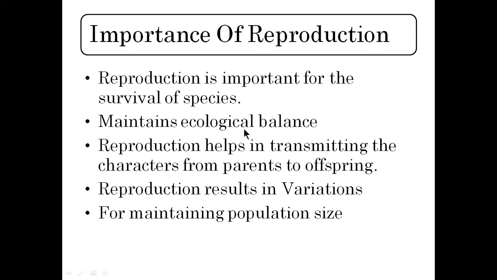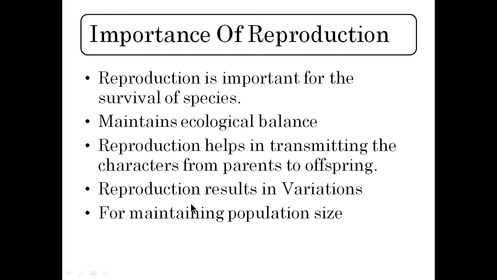The lions, suppose, can eat other animals, of course, but their food variety is reduced and they will start dying because of starvation. So there will be total imbalance in nature. The ecosystem will be totally disturbed. We can say that reproduction maintains ecological balance. Clear, students? Next, reproduction helps in transmitting the characters from the parents to the offspring. This is also clear to you.